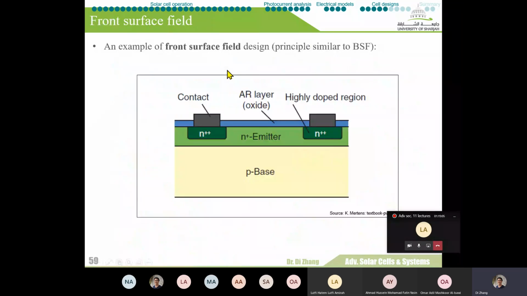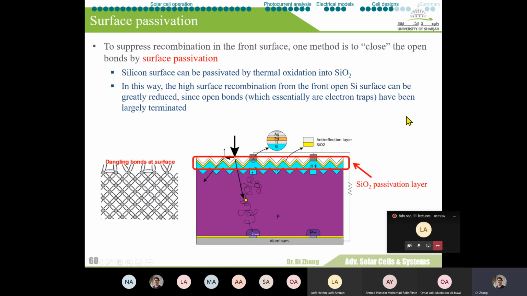So let's try to move on. Here is an example for the front surface field, where we introduce the N++ layer very near to the electrode. In this way, between this interface, you can also create energy banding or an electric field, if you like, that will repel the unwanted holes from the front side. So this is a very useful design if you want to learn more about solar cells.